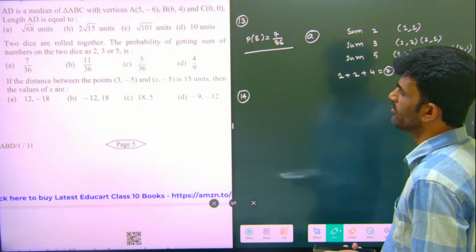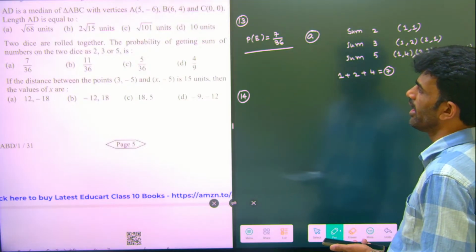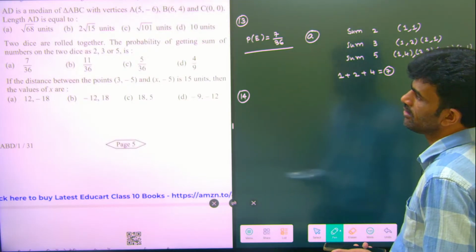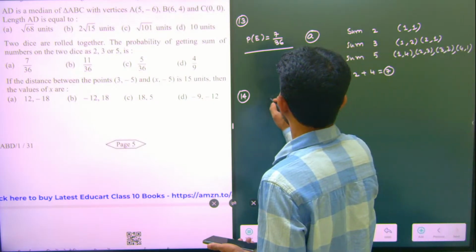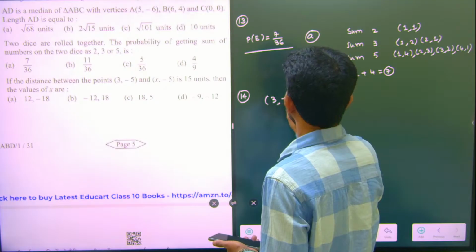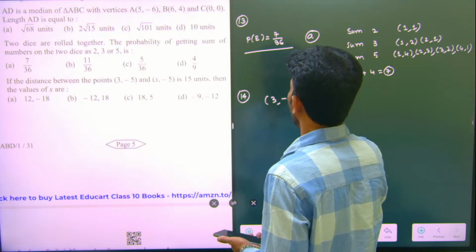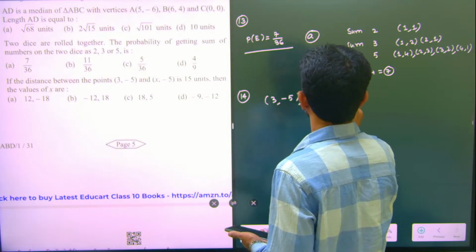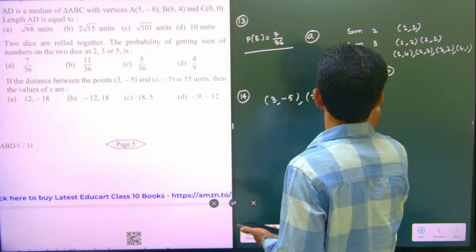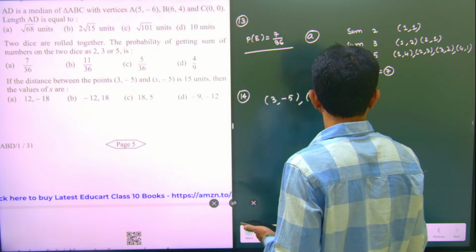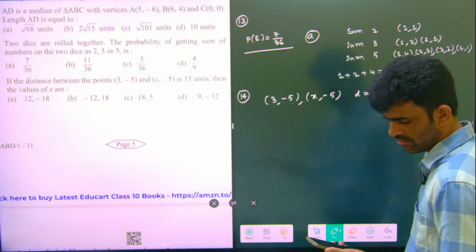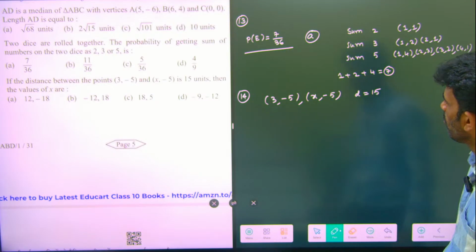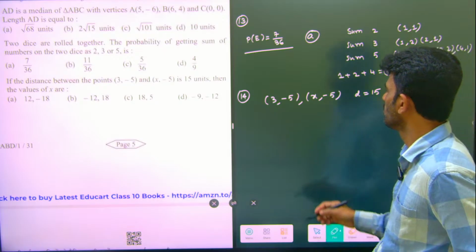If the distance between 2 points, 3 comma minus 5 and x comma minus 5 is 15, the values of x are? Two points are given, 3 comma minus 5 and x comma minus 5, and the distance is given as 15. We have to find the value of x. So what do we use here? The distance formula.